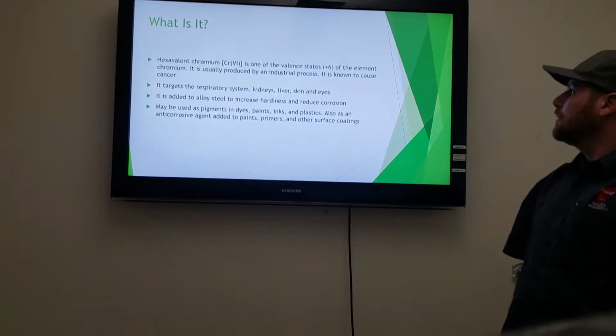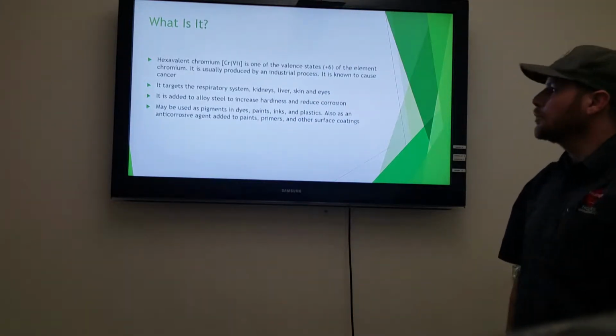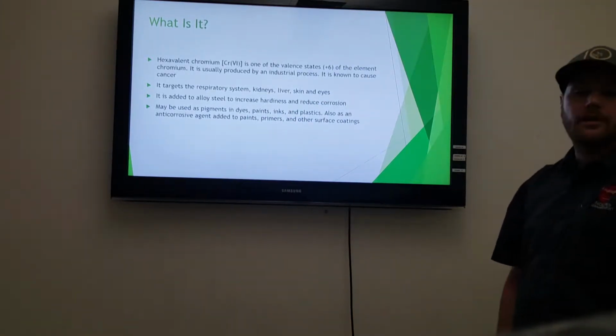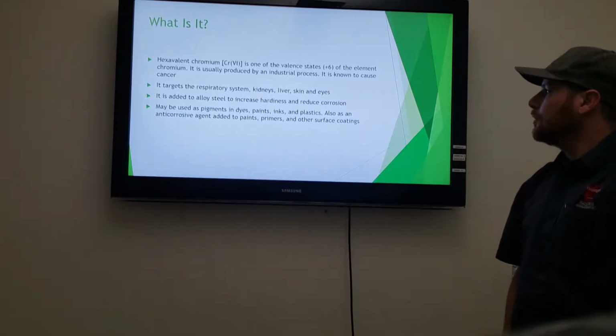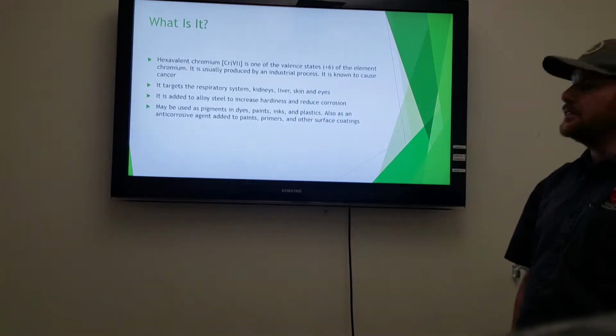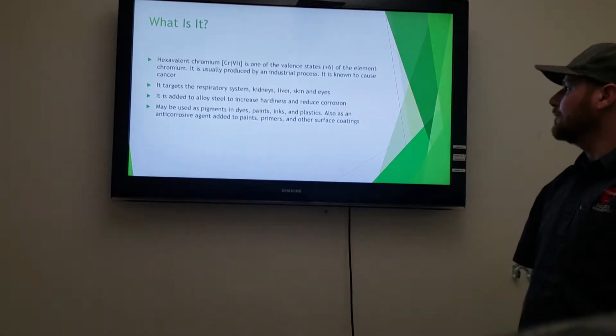Hexavalent chromium is one of the valent states of the element chromium. It is usually produced in an industrial process. It is known to cause cancer. It also targets the respiratory system, kidneys, skin and eyes, as well as the liver.